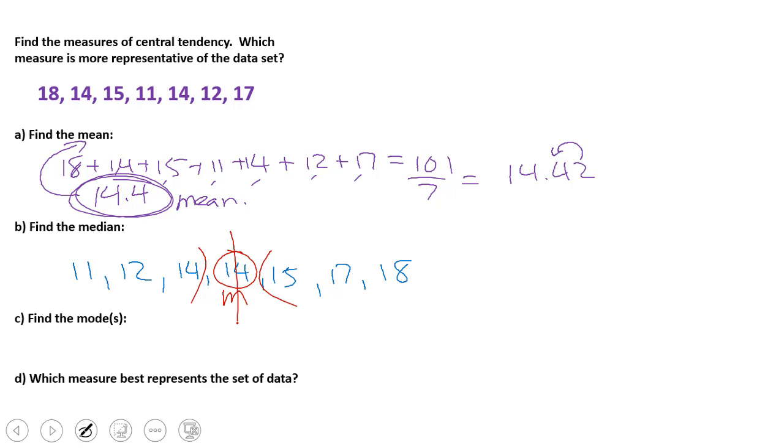I always like to draw my line. I put an M. You'll realize that when we get to measures of central tendency. The median is in the middle, so the median is 14. Finding the mode, there is one number that is listed more than once, and that is 14. So the mode is 14.